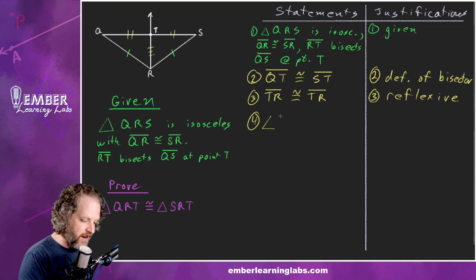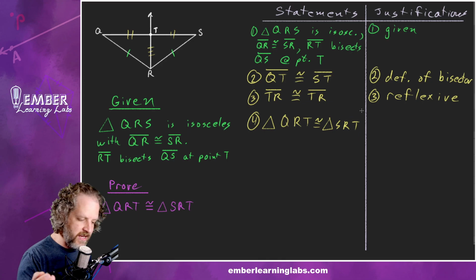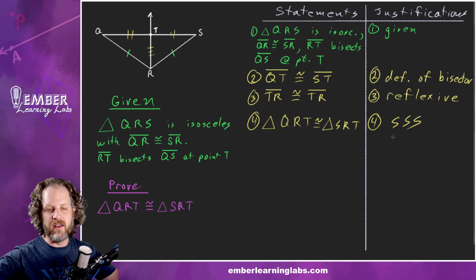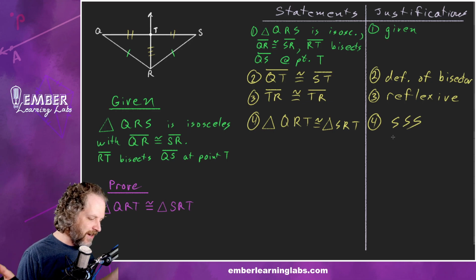This guy right here. We can say that triangle QRT is congruent to triangle SRT. Easy as that. And we can say it because of side-side-side. Done. That's all there is to it.